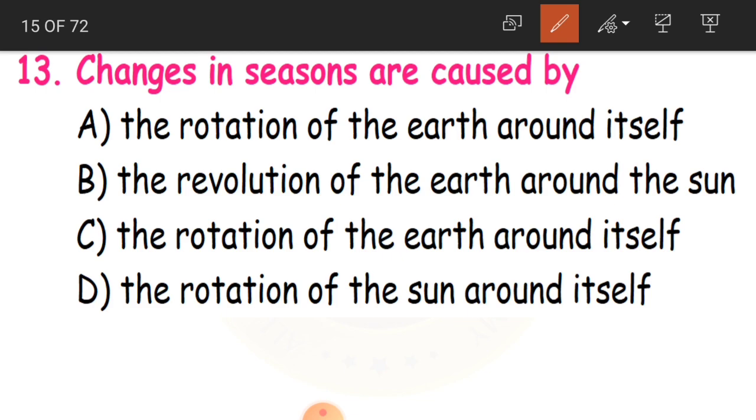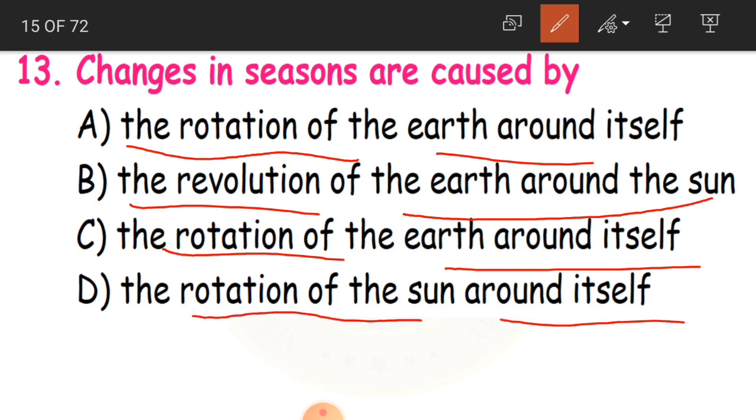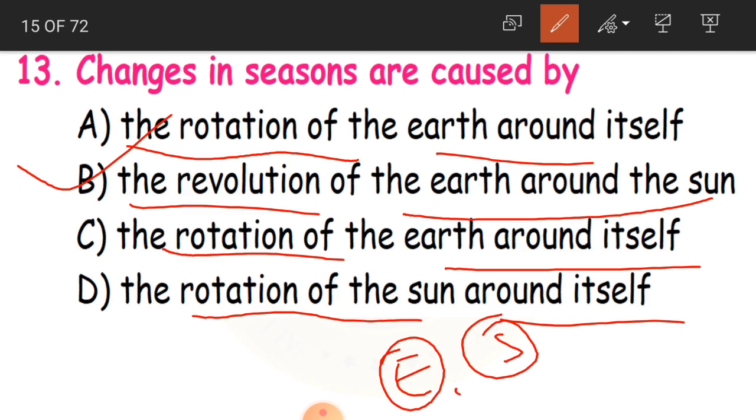Why are they caused? The options are the rotation of the earth around itself, the revolution of the earth around the sun, the rotation of the earth around itself, and the rotation of the sun around itself. And the option B is the correct one. So, the revolution of the earth around the sun. When earth is revolving around the sun, children, what happens?